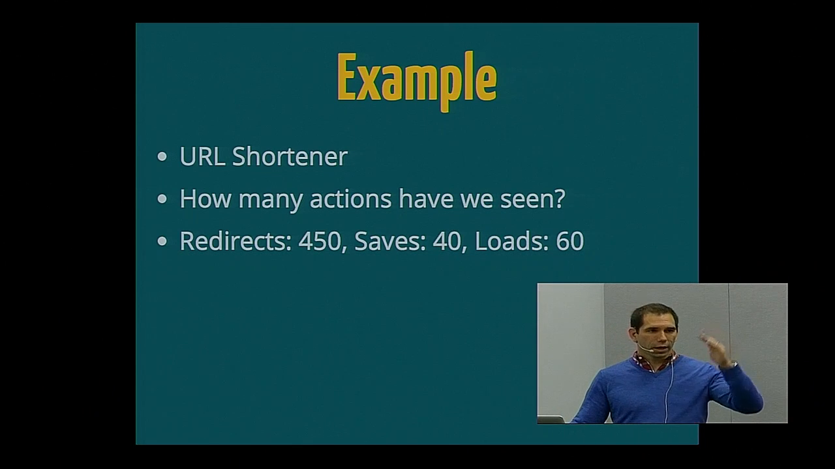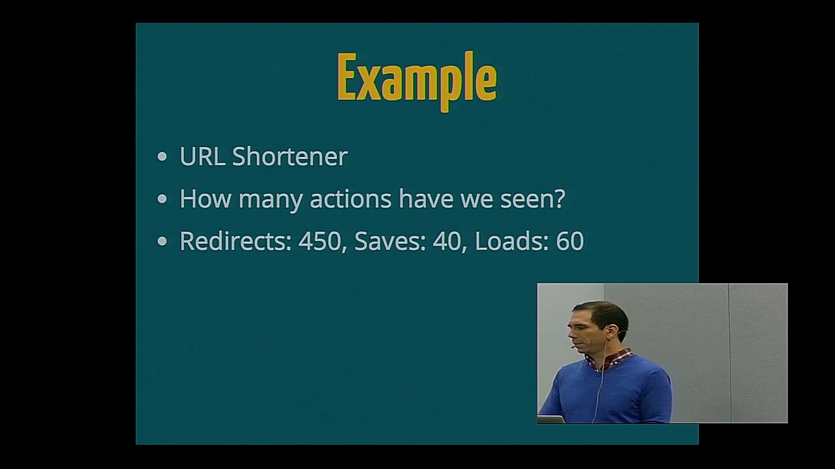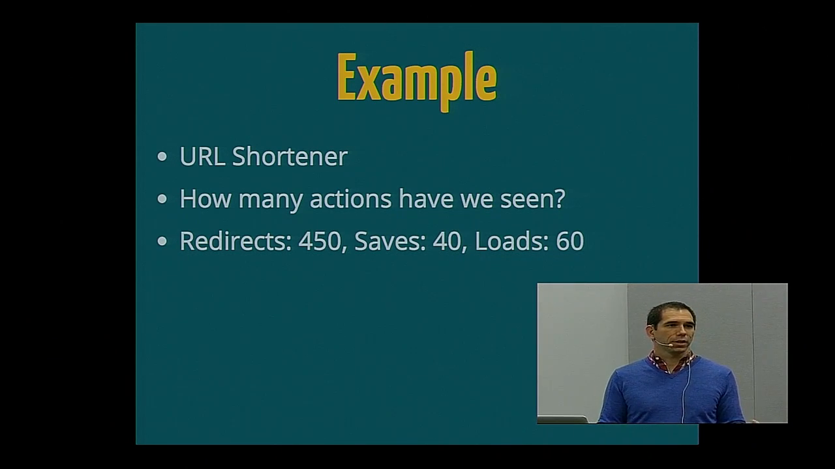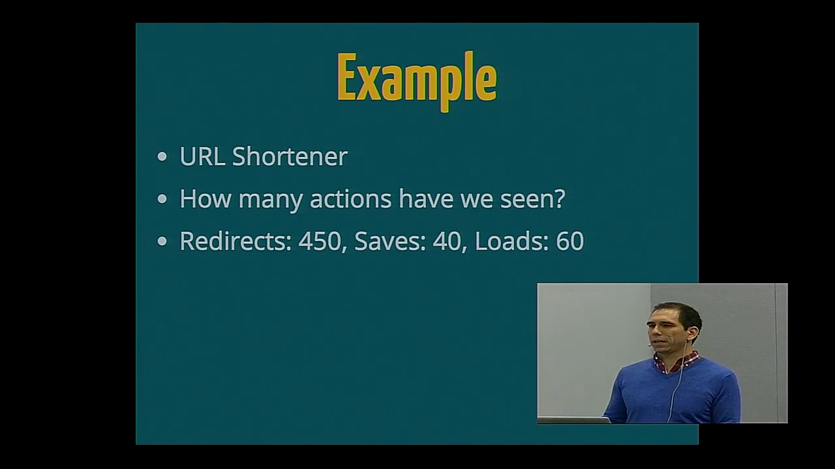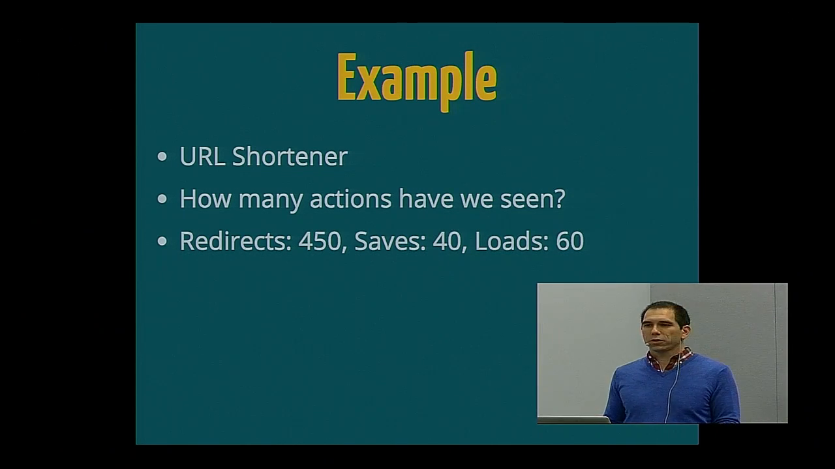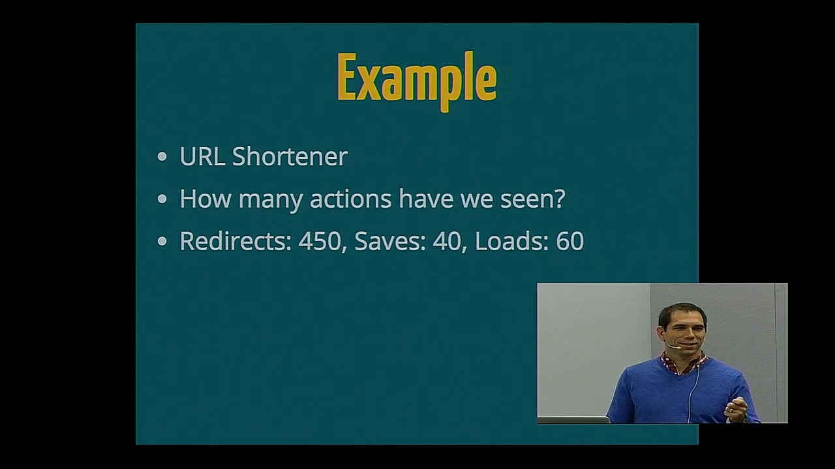And let's say we want to run some analytics over this log just to get these total counts. How many redirects do we have, how many loads, and how many saves? Let's say, for example, what we want out of this batch is to say that the redirect has happened 450 times, the saves have happened 40, and the loads have happened 60. So let's say we want to do this in MapReduce. What is our first step? What's the first function we're going to be calling? Map. Yes. No trick questions, don't worry.